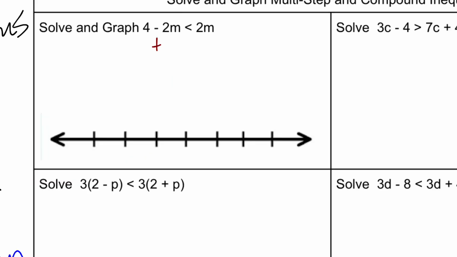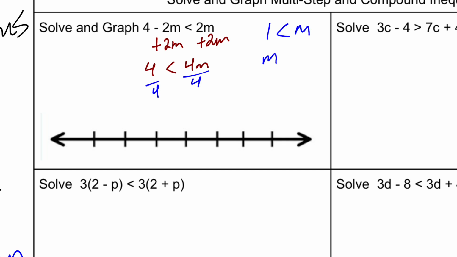So here I am first going to add 2m to both sides. This gives me 4 is less than 4m. If you aren't paying close attention, you might see a less than symbol and the m and think we're going to the left. But if we rewrite this, well, I guess we could divide by 4 first. So we have 1 is less than m. We can also write that as m is greater than 1. If our number line is here at 0, 1, and 2, we are actually heading to the right.